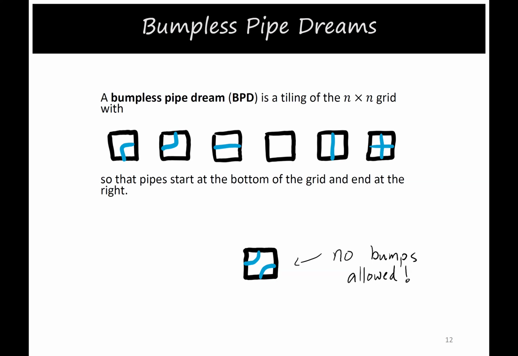But a bumpless pipe dream is just a tiling of the n by n grid with these 6 tiles, 6, what a good number, so that pipes start at the bottom of the grid and end at the right. Now, you might be like, why are they called bumpless? Well, in Schubert calculus land, often the pipe dreams that we thought about before these had these bumping tiles that I pictured below and these crossing tiles. So Lam-Lee-Shimozono, when they came across these new to them objects, they said, okay, they're like these other pipe dreams, but now we can't have these bumps. We have different tiles involved. So these are bumpless pipe dreams.